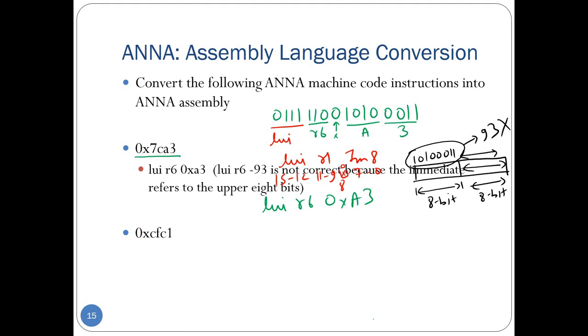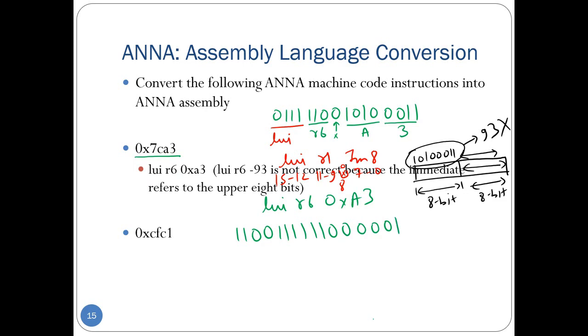Okay, and then the next instruction here is hexadecimal CFC1. So once again translate this into binary. So C is 1100, F is 1111, and C is again 1100, and 1 is 0001.